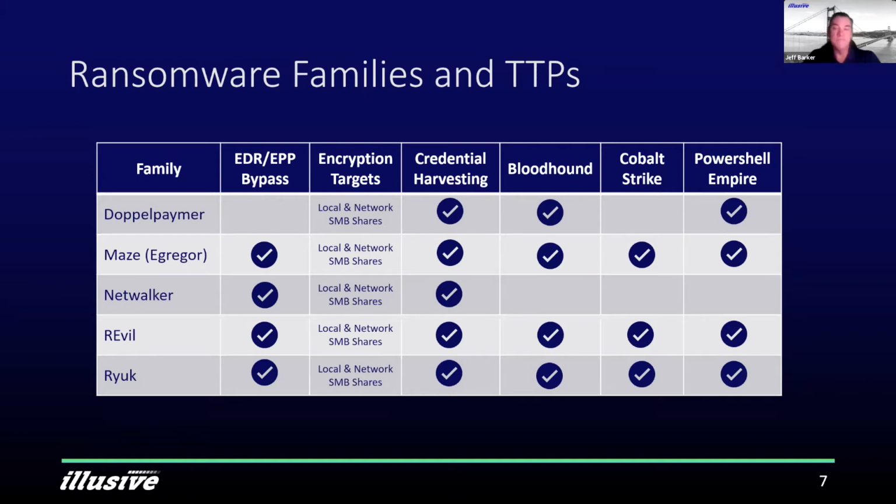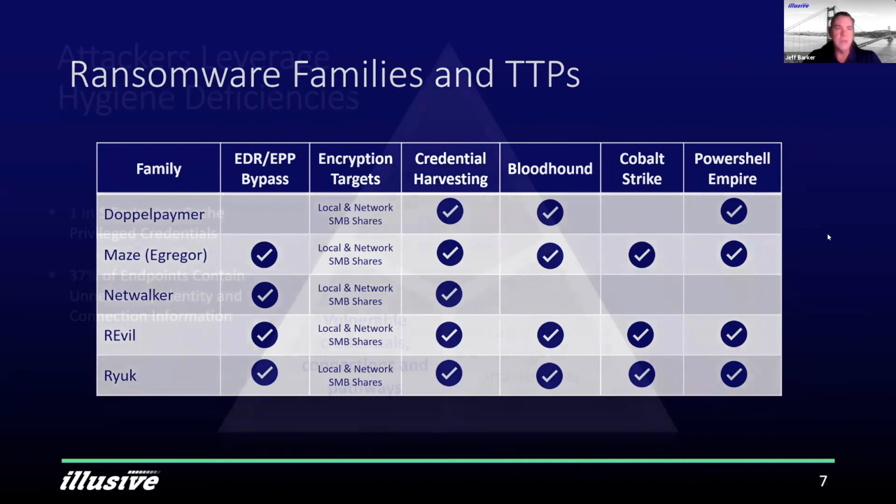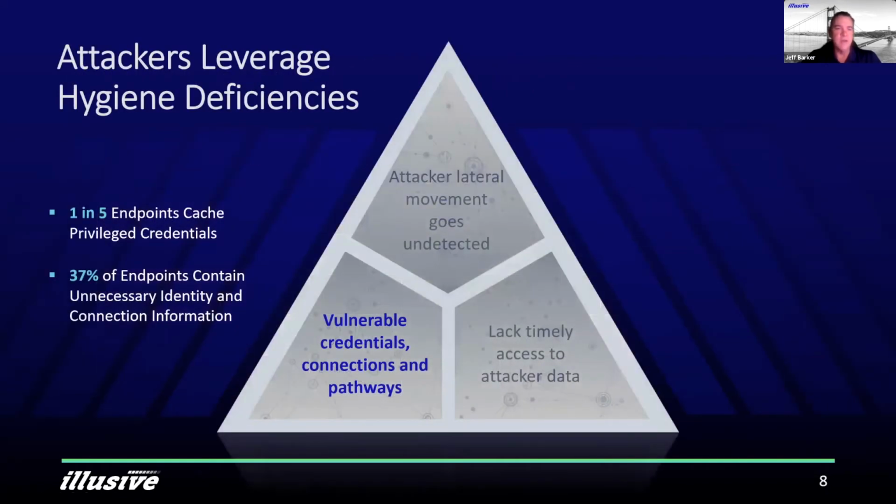Yeah, super interesting. So let's keep rolling so we can dive into the technology. One of the things we've seen is attackers leveraging our hygiene deficiencies and information that we're leaving on our endpoints. 1 in 5 endpoints cache privileged credentials. 37% of endpoints contain unnecessary identity and connection information. When we leave this residue on our endpoints and we're not exercising the right hygiene around our identities and connection information, we're making it way too easy on the attacker.